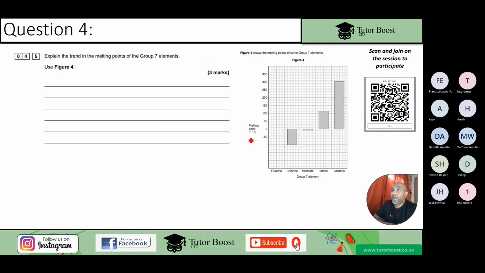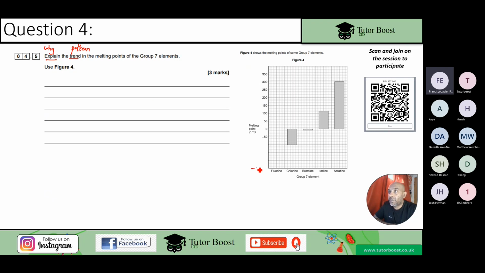Next question. I put the same bar graph on this side because for this question you'll need to refer back to the bar graph. Explain the trend. So explain, you need to say why. And when they say trend, they're referring to a pattern in the melting points of the group 7 elements. I'll give you 2 minutes. See if you can write 3 to 4 points. So explain the trend. So describe what the trend is.